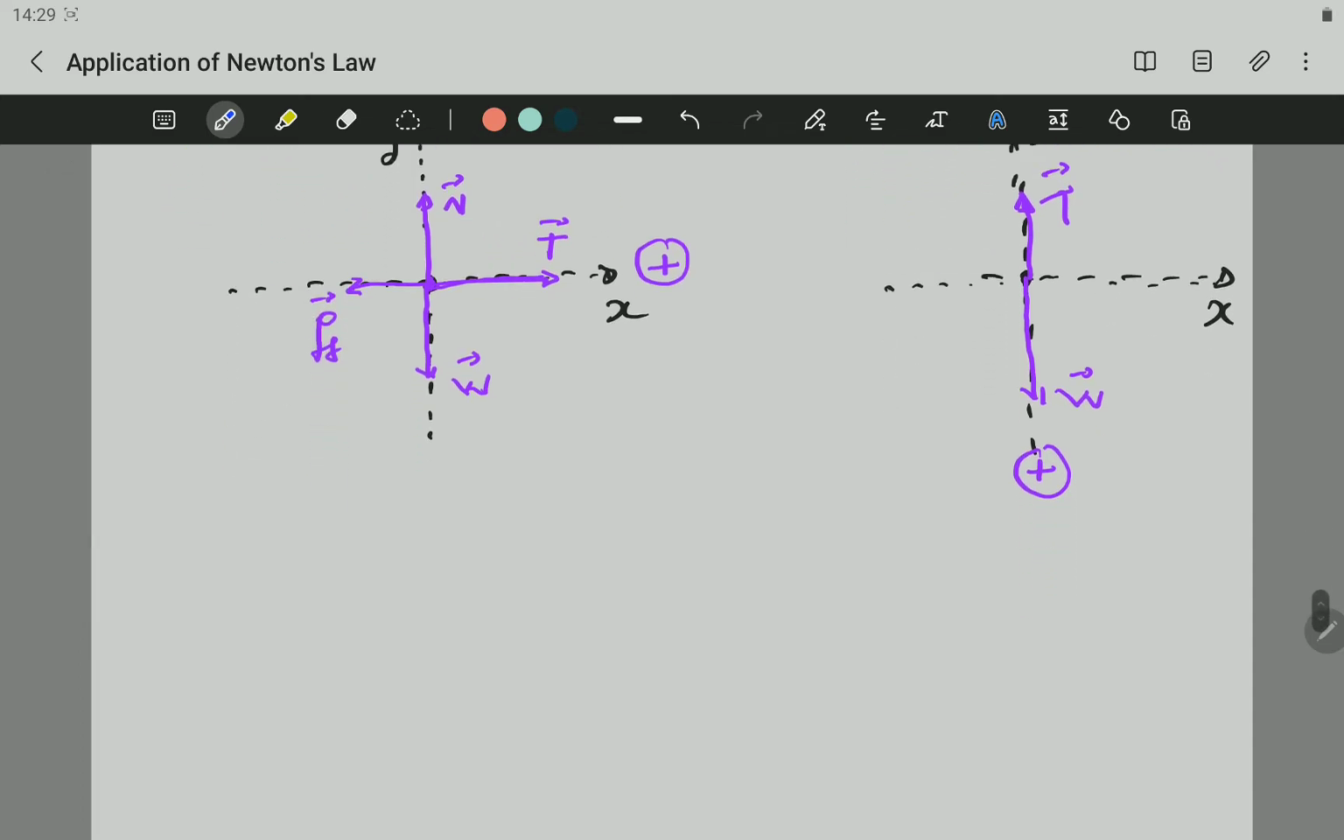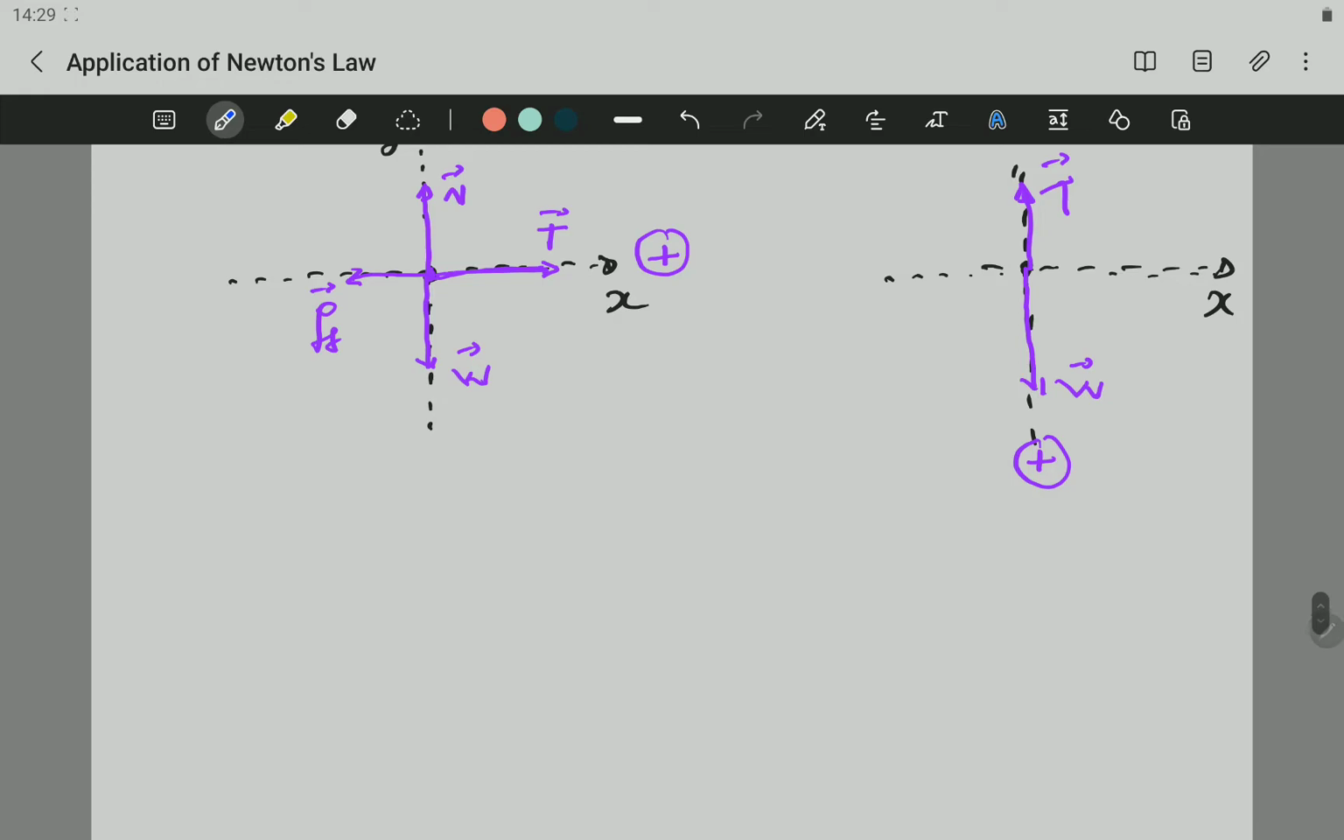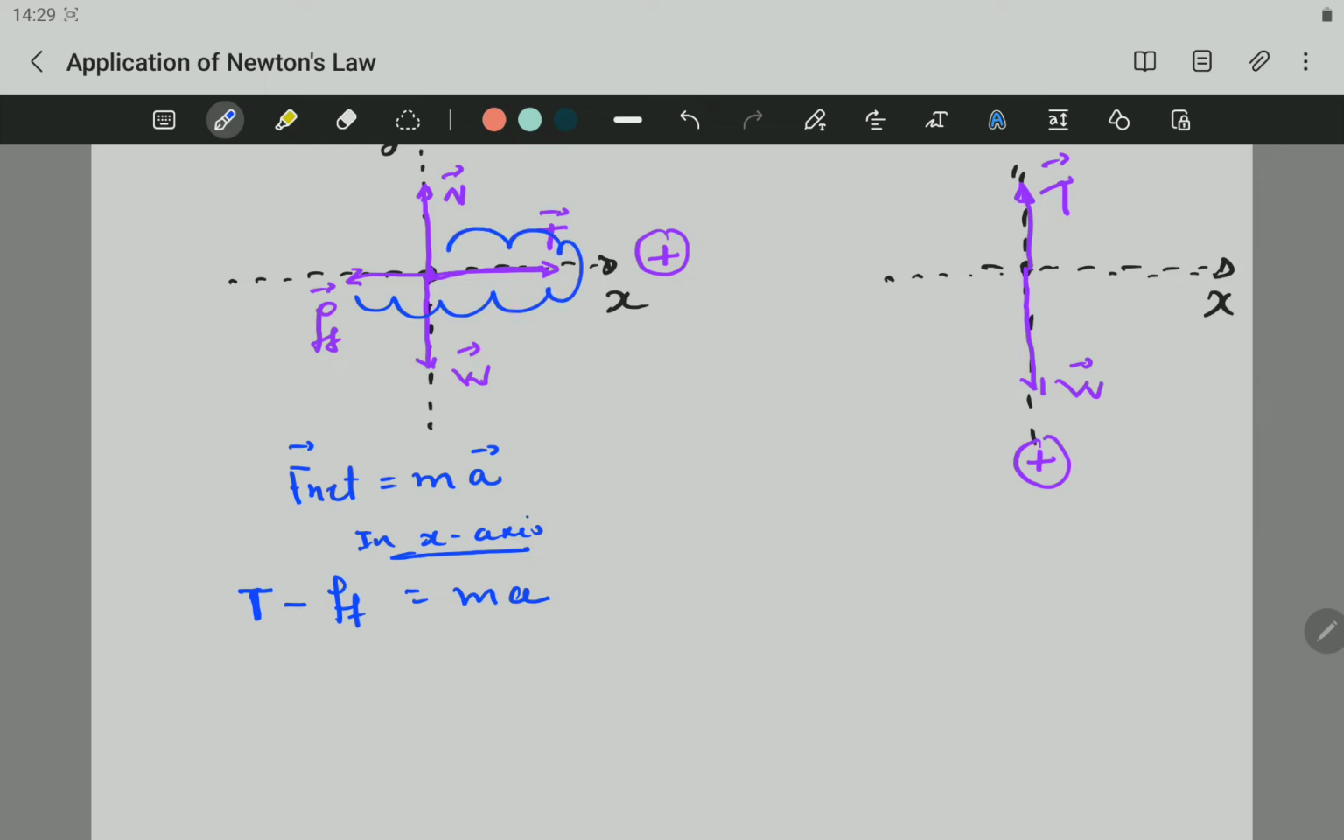Now, to calculate the acceleration, which Newton's law are we going to apply? We're going to apply Newton's second law, and that states that the net force is equal to the product of mass multiplied by acceleration. All right, we're working on the x-axis for this object. So what forces do we have? The tension, positive because to the right is positive, minus frictional force is equal to mass multiplied by acceleration.